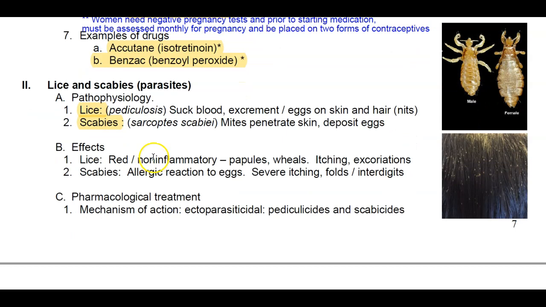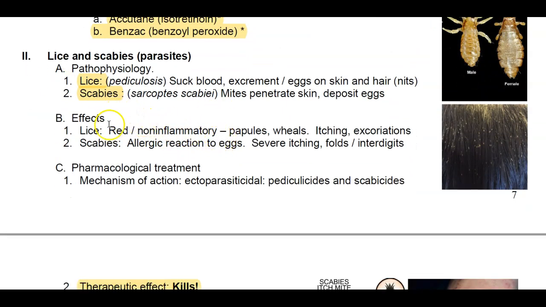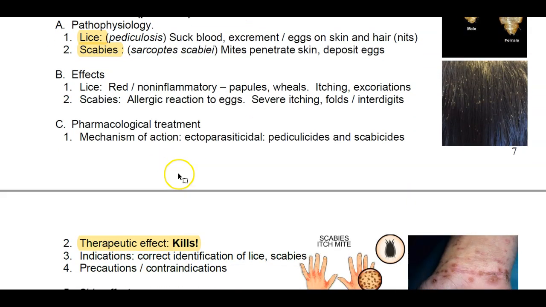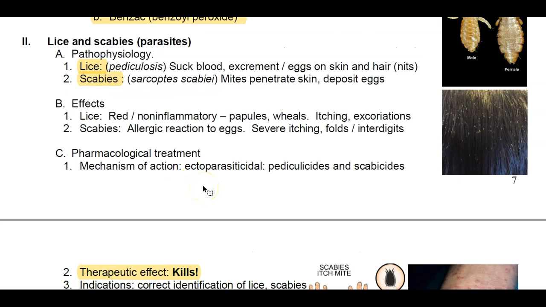So pharmacological treatment for these conditions or these parasites. In order to eradicate this, we administer ectoparasiticidals, or basically they are considered pesticides. So they are pediculicides and scabicides. The therapeutic effect is not bacteriostatic, meaning preventing them from growing. Therapeutic effect for this treatment is really to kill these insects or parasites.